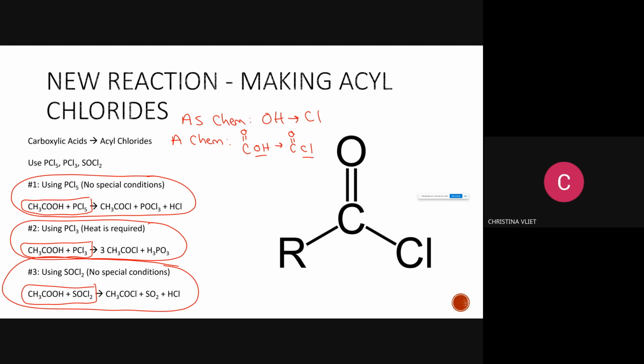So I'm going to pause here. So then these reactions are actually reactions we looked at back in AS Chem. It was how we turned alcohols into halogenoalkanes. And so now we're still getting rid of the OH group, but with the C double bond O. So the carboxylic acid OH will turn into chlorine. So this is how you turn carboxylic acid into acyl chlorides. So I'm pausing to give you some time to write them down.